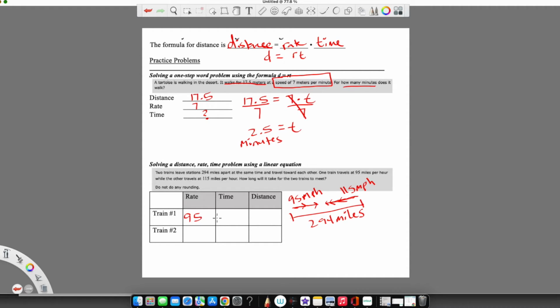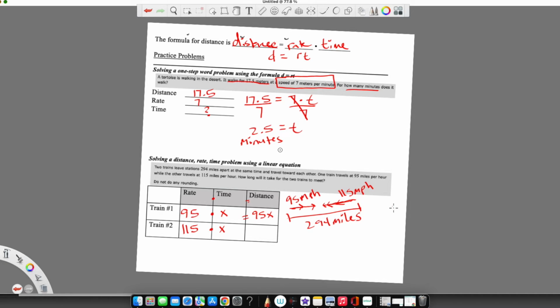So train number 1, we had 95 miles per hour. I don't know the amount of time it's going to take it to go the full distance, but rate times time equals distance. So I'm going to go 95 times x is 95x. And then train number 2, it's going 115. And I also want to know the amount of time it's traveled, because it should be the same amount of time that they're traveling when they finally meet. They start at the same time, so this one's just going a little faster than the other one.